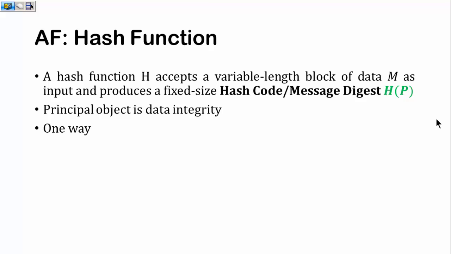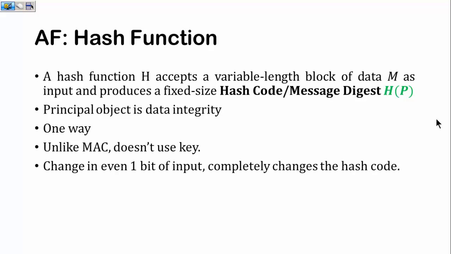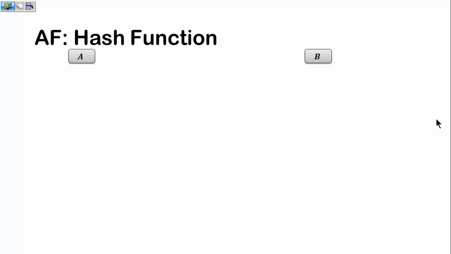So data integrity is the basic functionality offered by the hash function. It is also a one-way function. That means once you have calculated the digest of a message, you cannot get the message back from that digest. So you can only have one directional flow with respect to the hash functions, and it does not use a key, therefore it is a bit different from the MAC function. It defines a function in such a way that even one bit of change in the input should completely change the hash code that you are getting at the end.